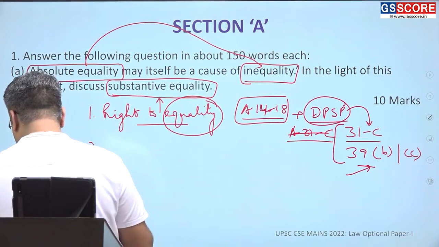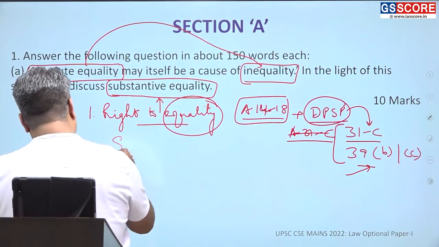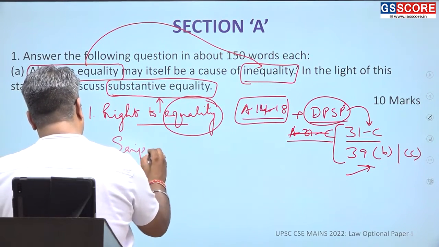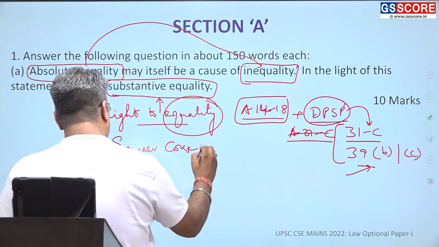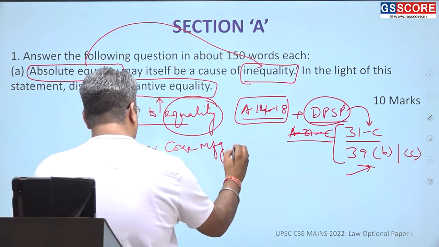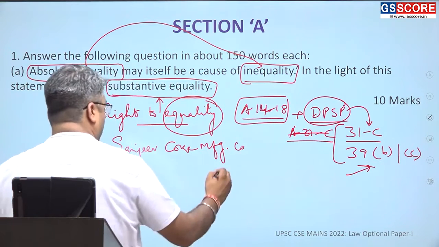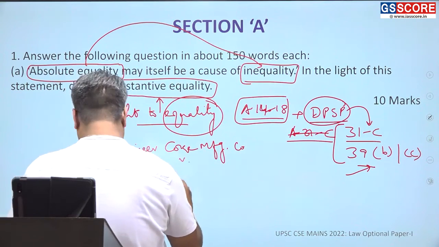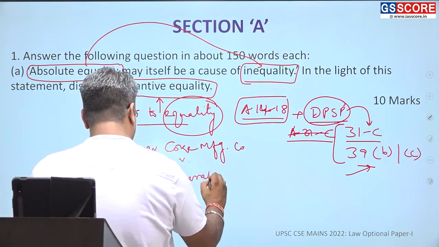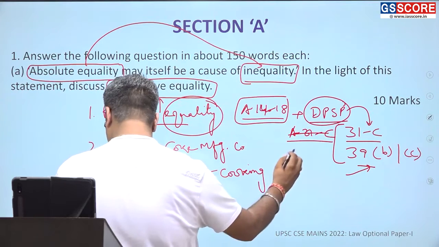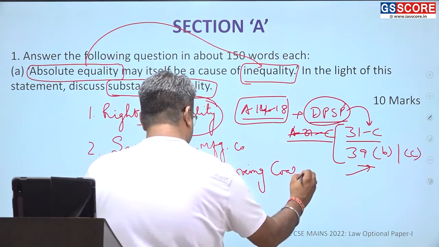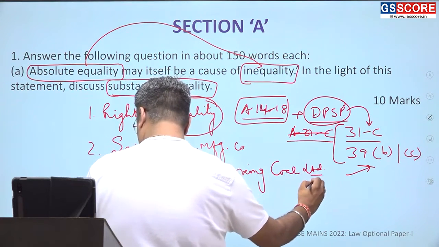And second, the relevant case laws. One of the relevant case laws is Sanjeev Coke Manufacturing Company versus Bharat Coking Coal Limited of 1983.